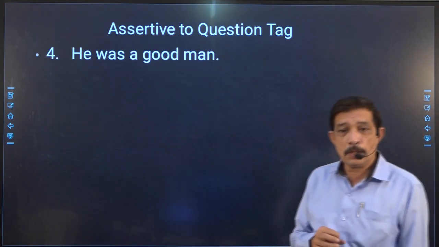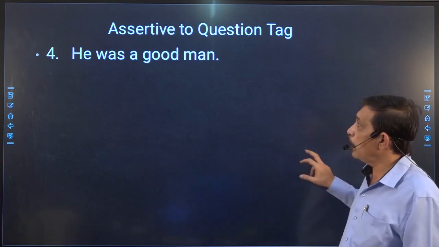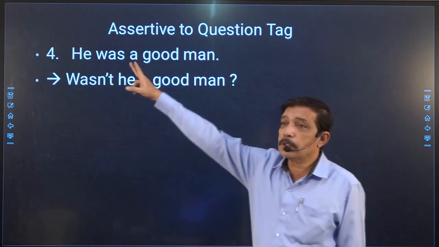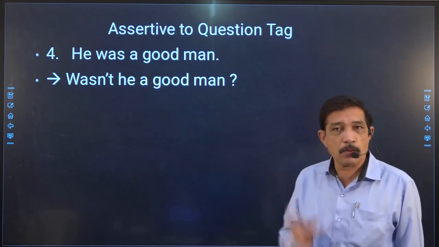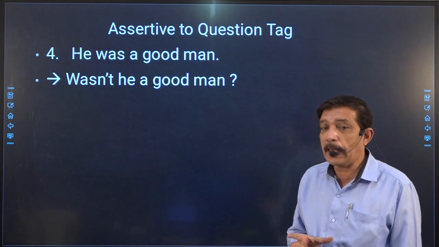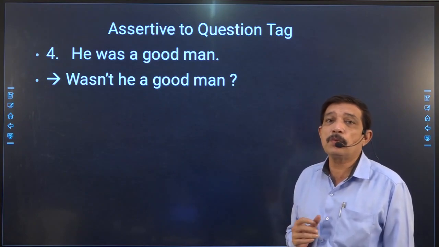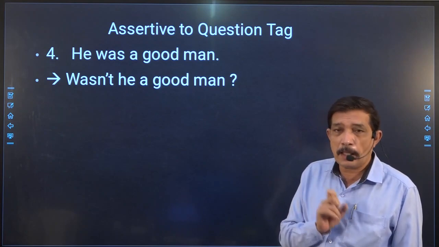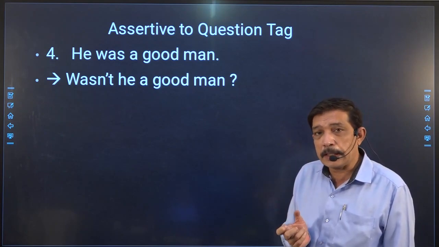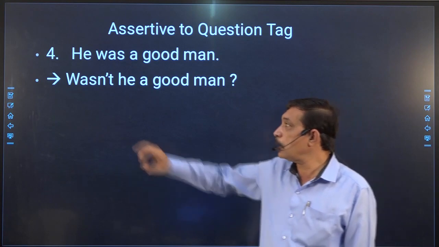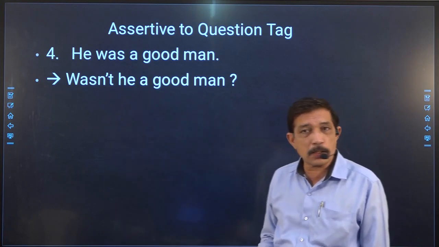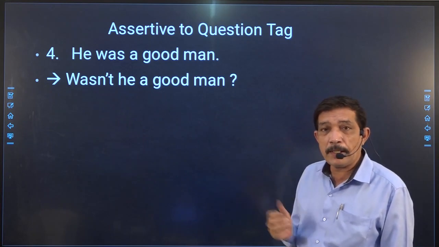He was a good man. Now we know the answer for the interrogative. What was the answer that we did yesterday? Was is a helping verb, so we have to use the helping verb as it is, and negation is not there in the sentence, so we have to add negation. Yes, with the helping verb we can combine the helping verb and the negation together and abbreviate it, right? So was not he a good man, wasn't he a good man, that is what we made in the interrogative.